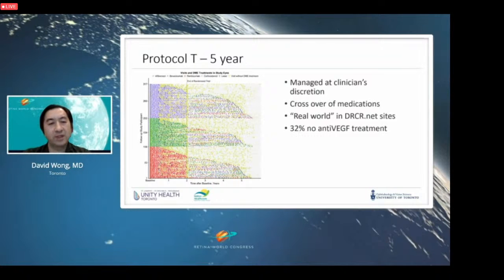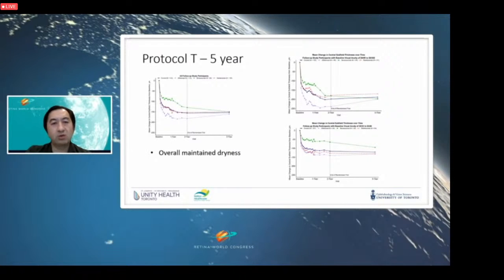There's a lot of crossover of medications, not unexpected, knowing that the benefit of aflibercept and ranibizumab was superior to the bevacizumab. You can see the red down below, which is the bevacizumab. Many were converted after the 2-year mark to aflibercept, and you can see the more purpling there. And the yellow there is the visits without DME. And in essence, this is kind of the real world in the DRCR-net sites. And again, 32% of patients had no anti-VEGF treatment. Well, they maintained dryness right across the board.